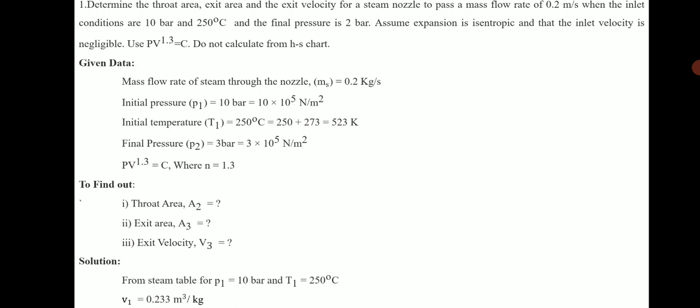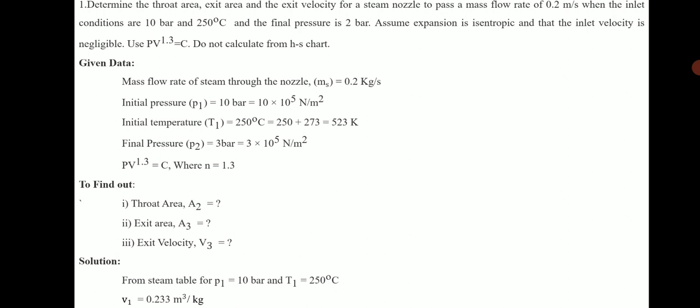From the question we have to write the given data. First, the mass flow rate of steam through the nozzle, ms, is 0.2 kg per second. Initial pressure P1 is equal to 10 bar, which is 10 into 10^5 Newton per meter square. Then initial temperature is 250 degrees Celsius. Converting degrees Celsius to Kelvin, we add 273 and get 523 Kelvin. Final pressure P2 is equal to 3 bar, which is 3 into 10^5 Newton per meter square. Then we know that PV^1.3 is equal to constant, where n is equal to 1.3. From the question we have to find the throat area A2, exit area A3 and exit velocity C3.